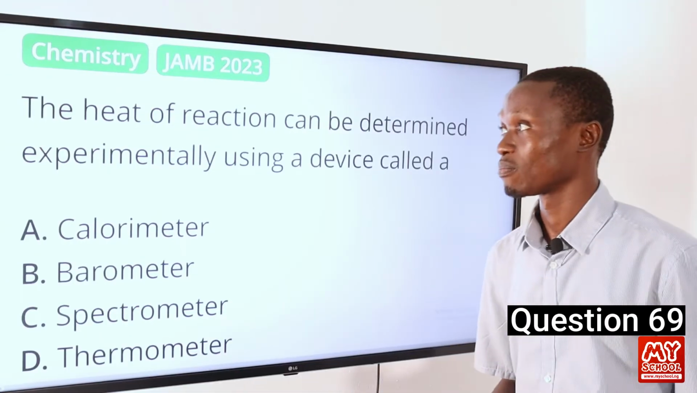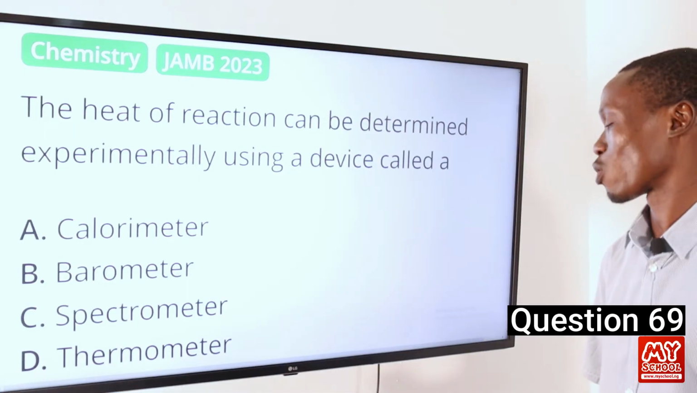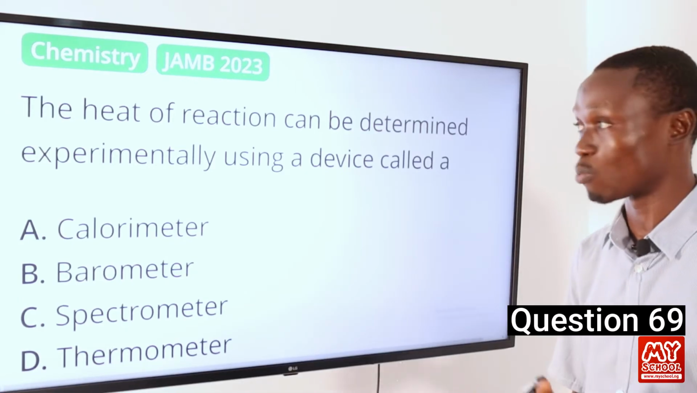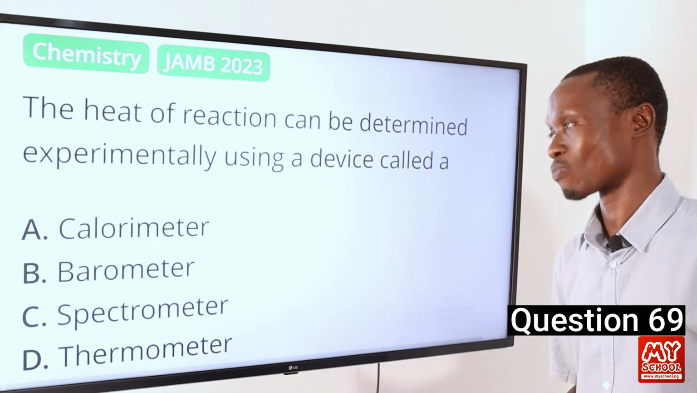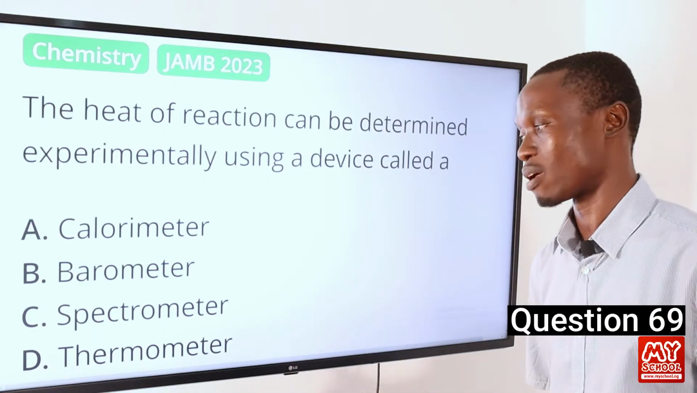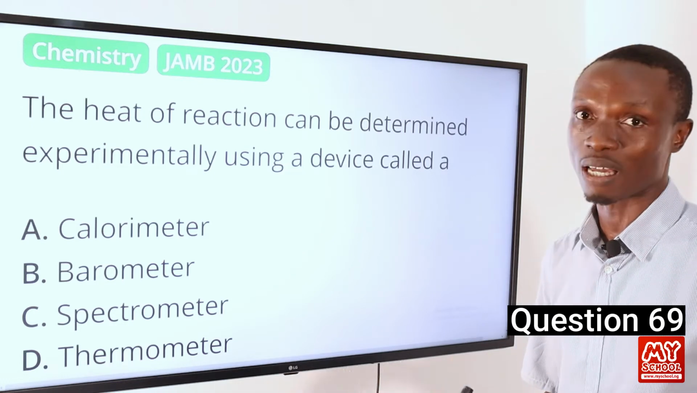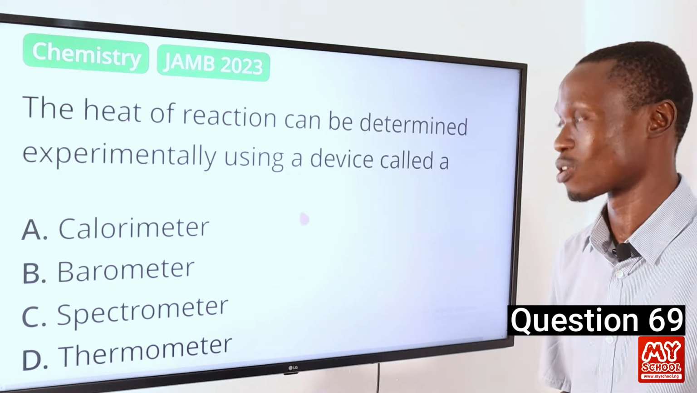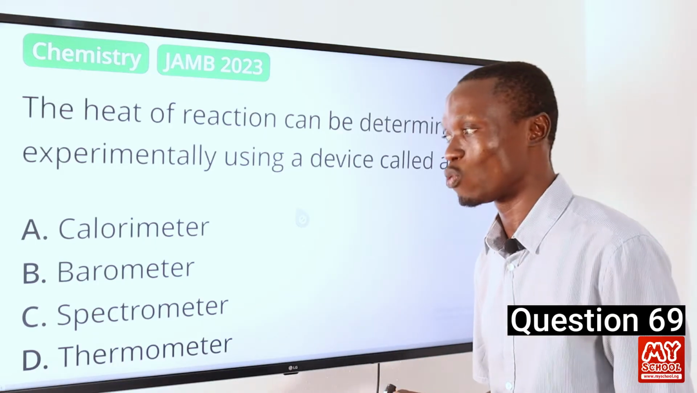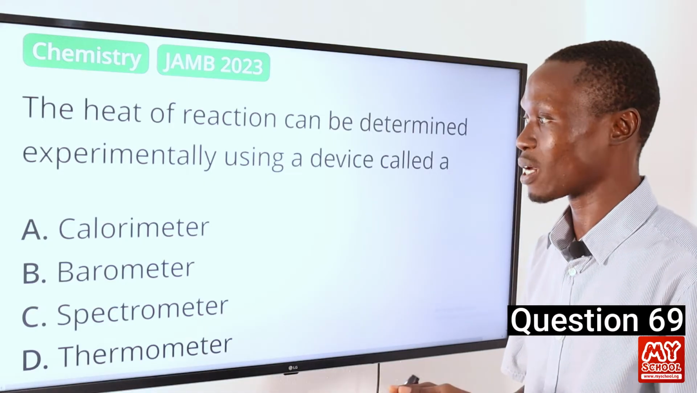Question 69. The heat of reaction can be determined experimentally using a device called dash. From the options, option D we have thermometer. We know that a thermometer is used to measure temperature, so option D cannot be the answer. Then option C we have spectrometer. A spectrometer is normally used to analyze and detect electromagnetic radiations, so option C cannot be the correct option. Then we have option B, which is barometer. A barometer is used to measure pressure, so B cannot be the answer.